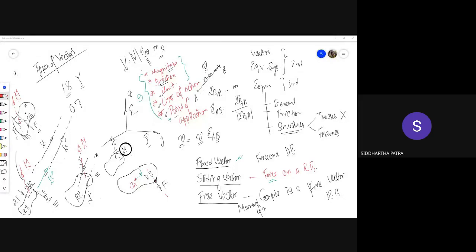So there is no effect on a rigid body. There is no localized effect. The only sort of motion that the rigid body can have is 3 translations and 3 rotations in 3D, and on a plane, 2 translations and 1 rotation about the z-axis.